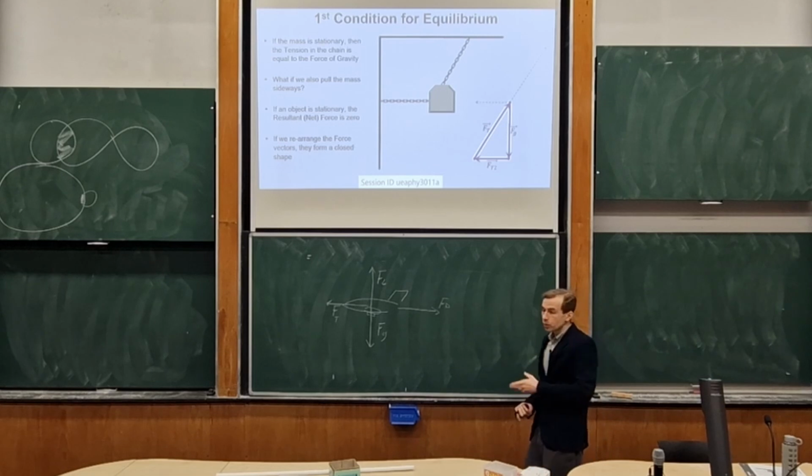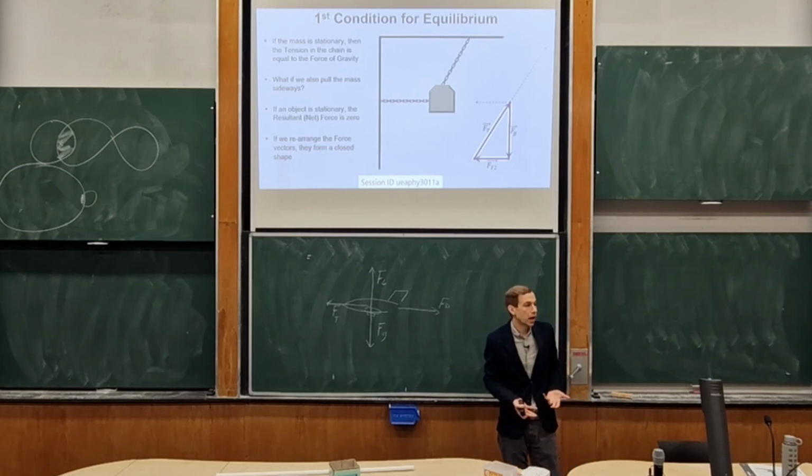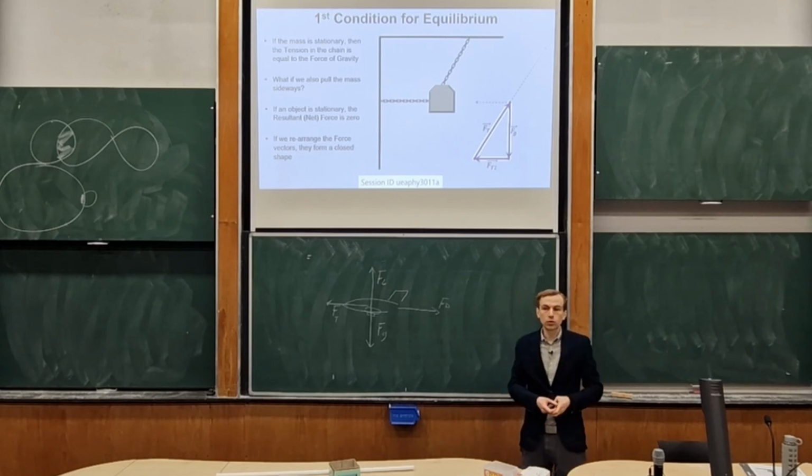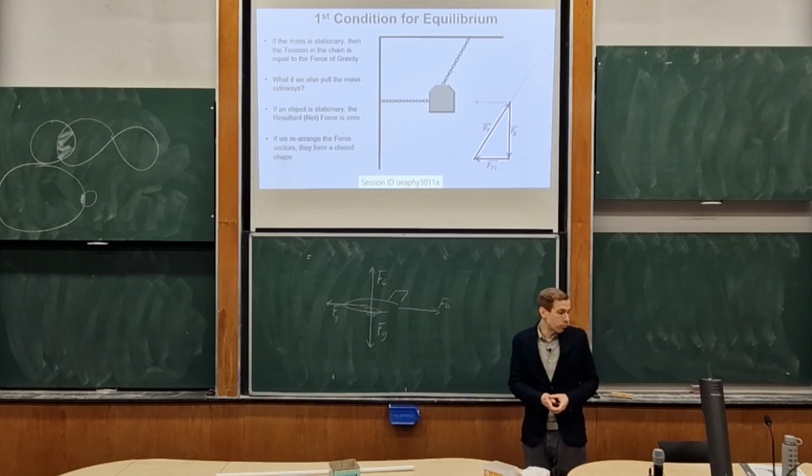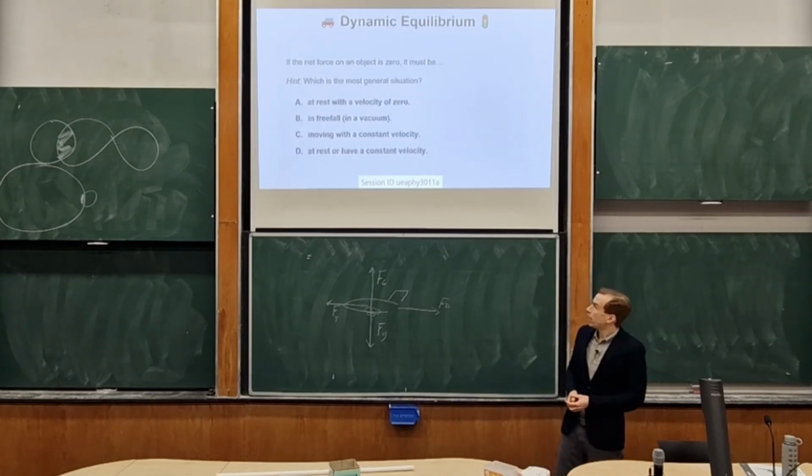So in this example, this is what we would call static equilibrium. The mass isn't moving at all, it's just sitting there. But there are also other ways that we can have what we call equilibrium. So let's have a think about this.